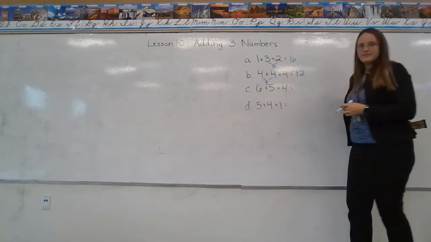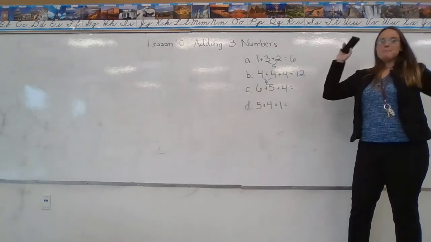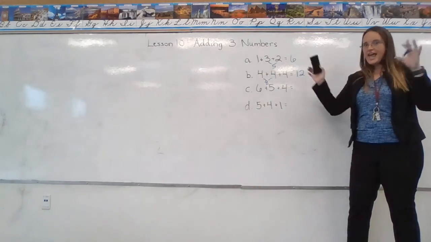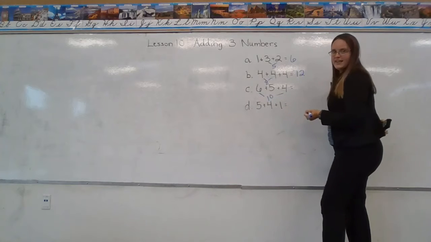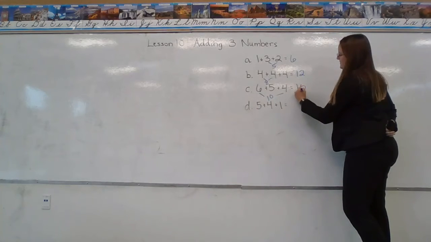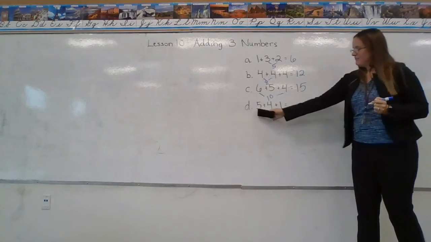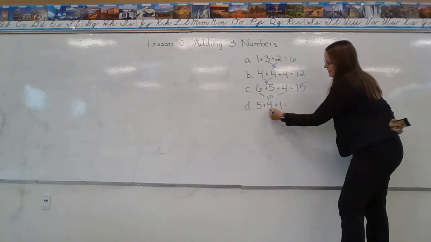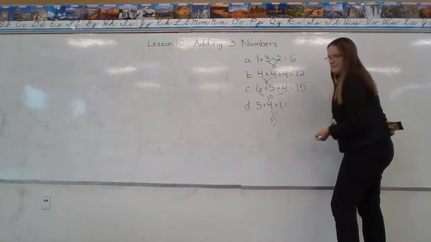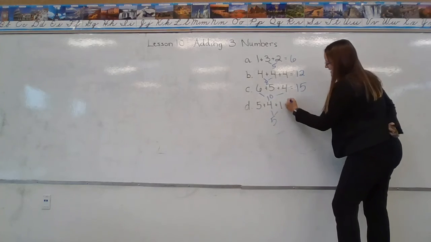6 plus 5 plus 4. You should be yelling, make a 10! Make a 10! With my 6 and my 4, I get 10, and 10 plus 5 is 15. 5 plus 4 plus 1, I think I've seen this problem before. 4 and 1 come together to make 5, and then we have a 10.